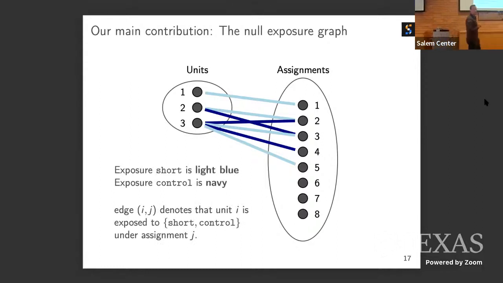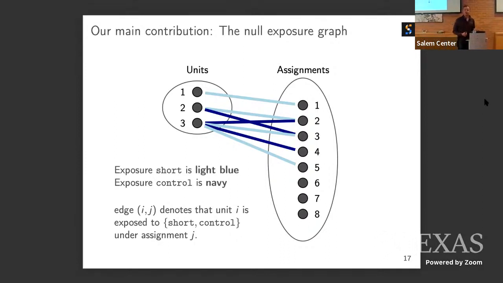So a couple things to note about this thing. This graph can be completely constructed if you specify a null hypothesis and specify my design, right? I just need draws from my design, and I need a null hypothesis that tells me what type of interference I'm looking at, okay? And each of these edges is simply going to denote that unit I was exposed to the set, either short range spillover or control, under a particular assignment vector J, okay? So this is something that I can just build.